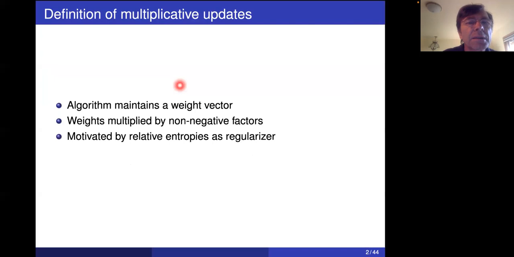Okay. So what are multiplicative updates? The algorithm maintains a weight vector, and the weights are multiplied by non-negative factors. Afterwards, the weight is the original weight times the factor. Sometimes there's a normalization. And then you go to the next update. And this is motivated by relative entropies as regularizer for the machine learners.